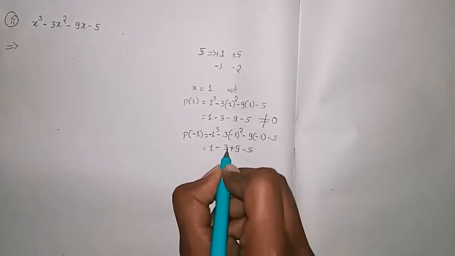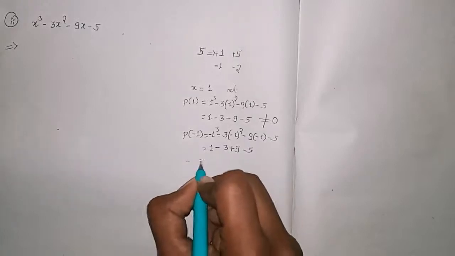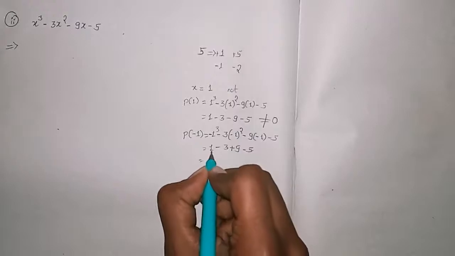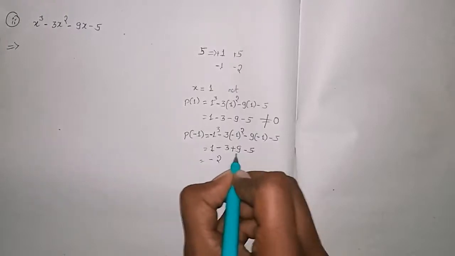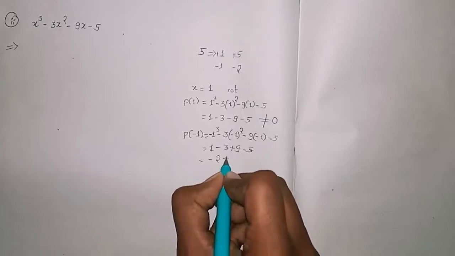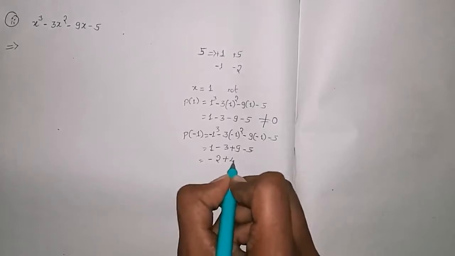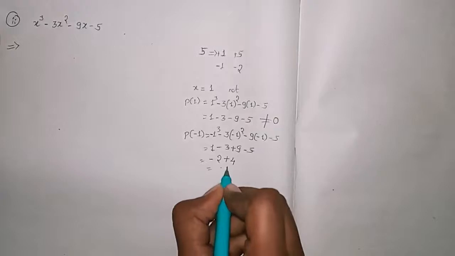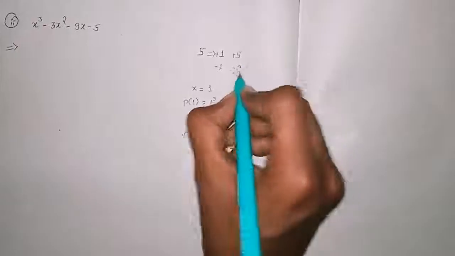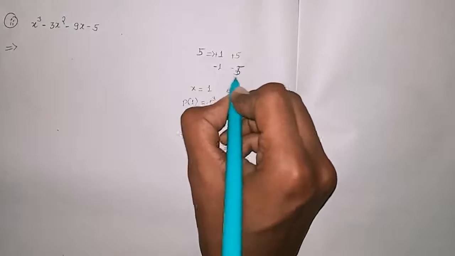So it is minus 1, minus 3 and plus 1. The bigger number is minus 3, so it will be minus 2, plus 9 minus 5. 9 minus 5 is plus 4. So 4 minus 2 is 2, which is not equal to 0. Then it also gets cancelled. So this is 5, sorry, this is minus 5.